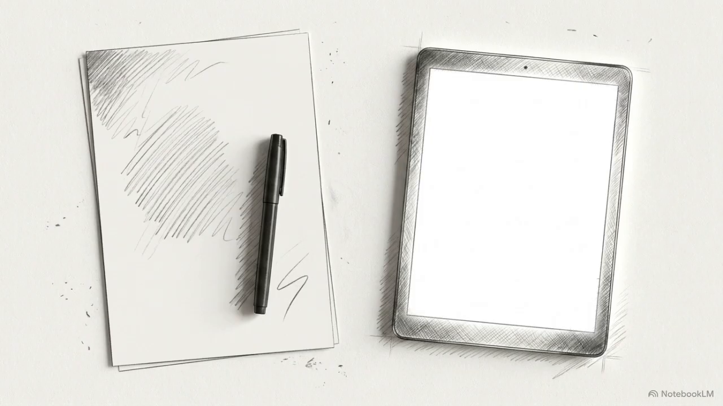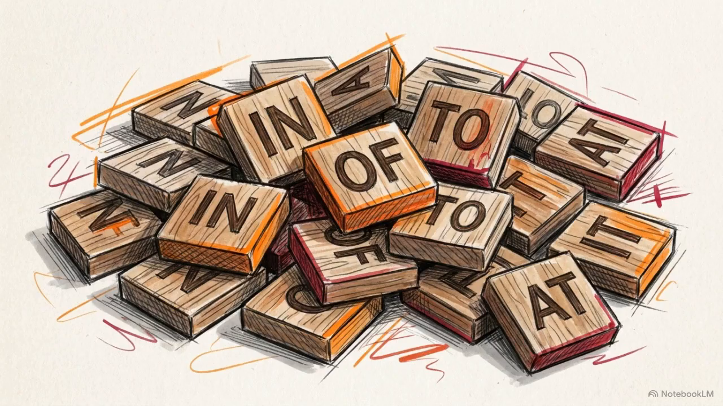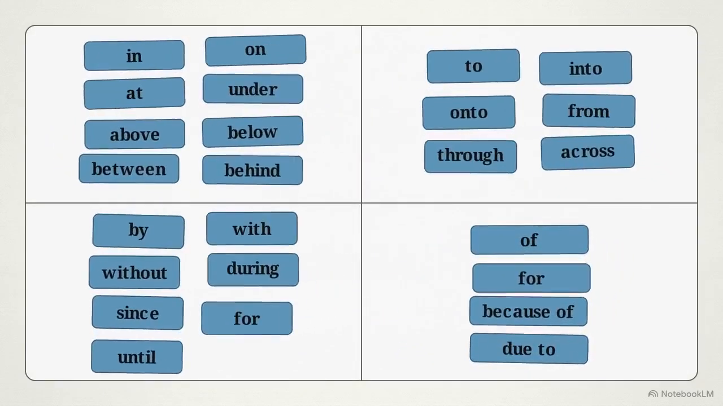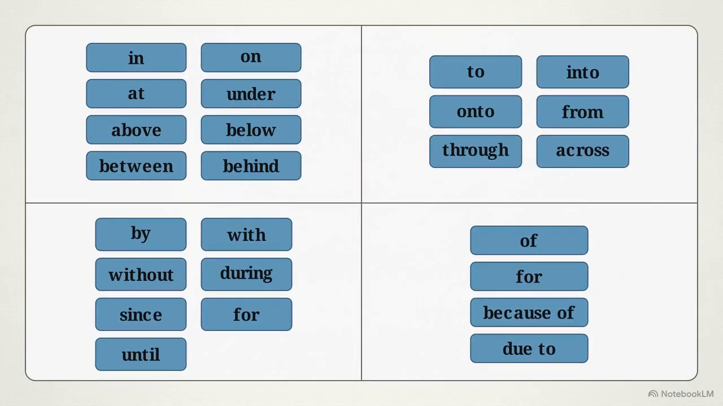Grab a blank piece of paper and a pen, or open a new digital note. Draw a large cross right down the middle so you have 4 equal sections. English prepositions are often treated as random filler words. By mapping them visually into these 4 quadrants, we can organize them into a logical formula.